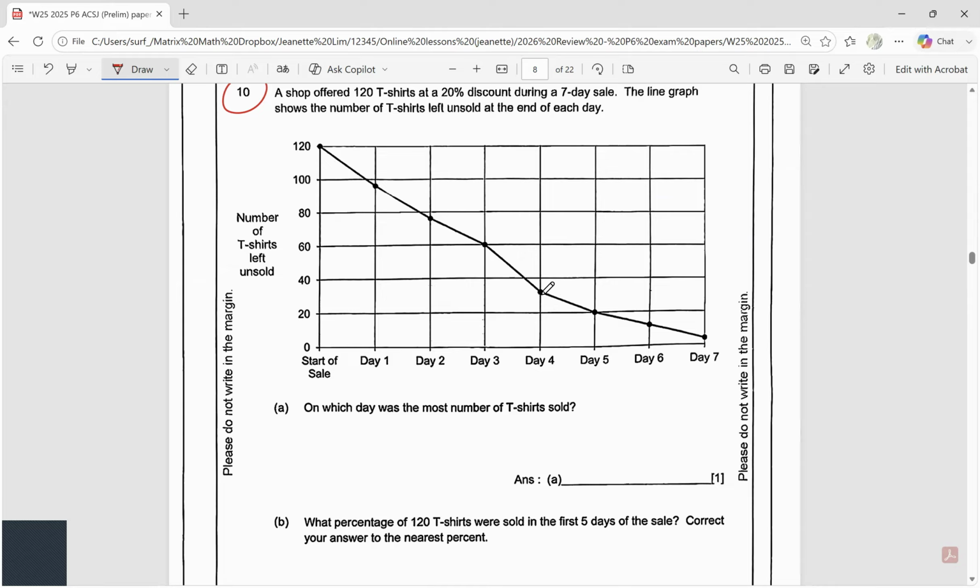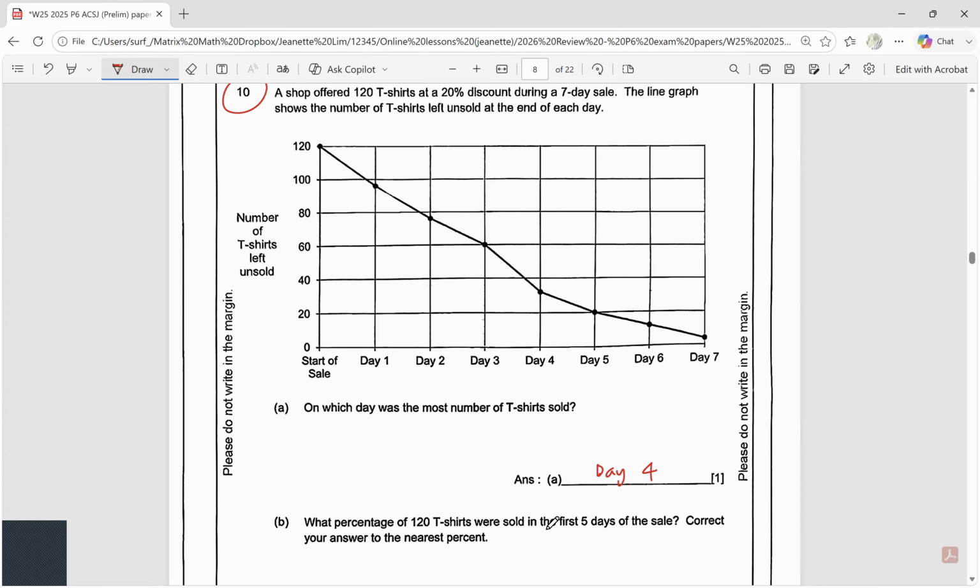Then is this day 3 or is it day 4? If you read the question, this is left unsold at the end of each day. So at this point here, this is the end of day 4, and this is the end of day 3, which means that this is the start of day 4. So start of day 4, end of day 4. Day 4 is where the most number of t-shirts were being sold.